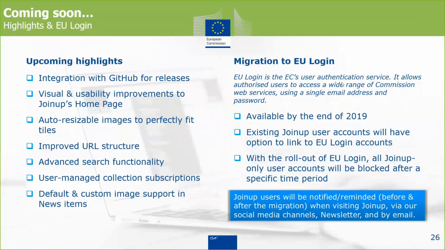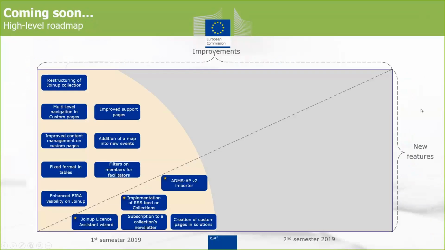Moving on. This is the Joinup high-level roadmap. I won't stand here too much because this more or less will be on the Joinup collection. We have a custom page there in the navigation menu, so you can check out the details there. These boxes here are things that have already been introduced. These are available on the live platform, so you have access to these features already.